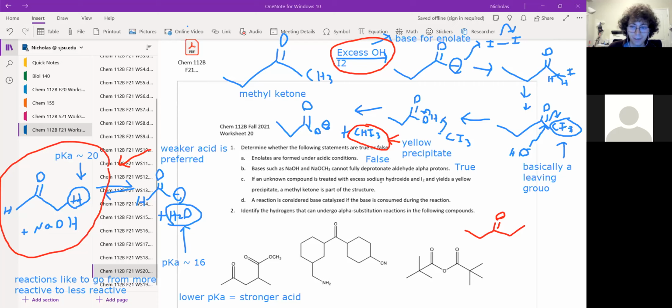Oh, I didn't say the answer. This is true. I kind of explained why it was true, but it's true. So, I'll pose this question to you guys now that I explained it. If you had this ketone down here circled in red, and you added hydroxide and I2 to it, are we going to form iodoform? Are we going to get a yellow precipitate from this structure?